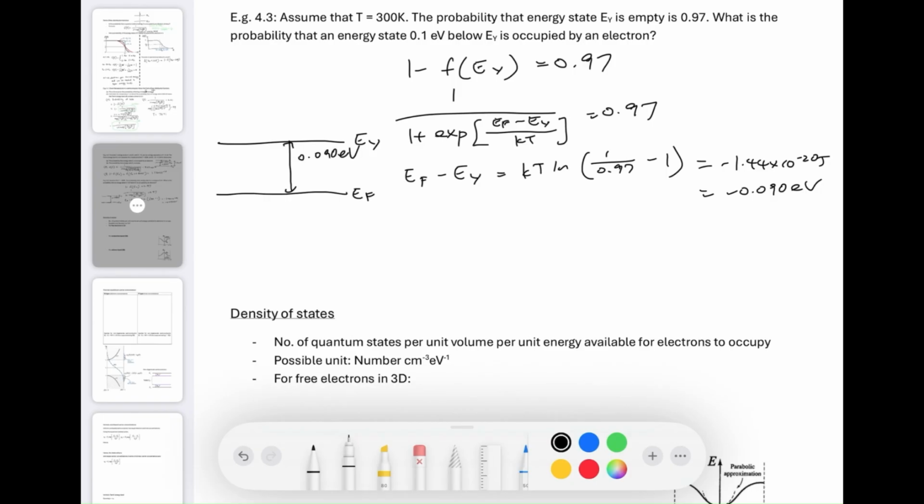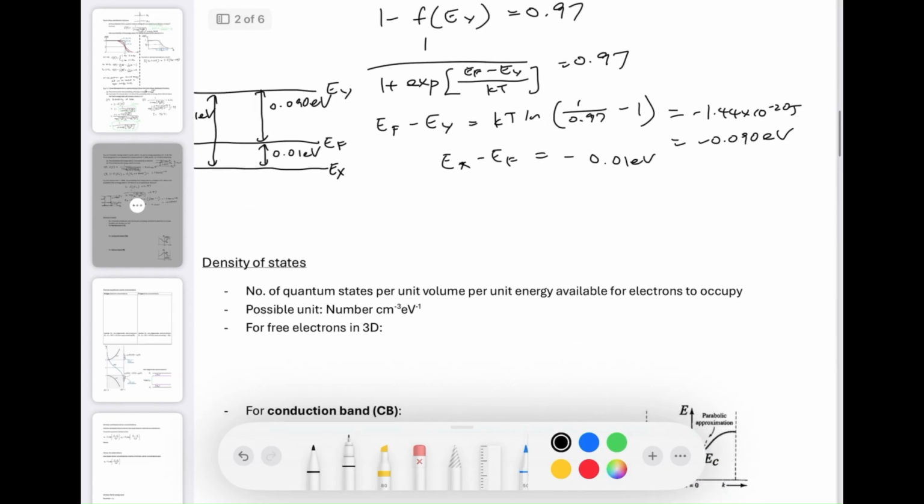And now, what is the probability that the energy state 0.1 eV below EY is filled? So 0.1 eV below EY is here. Let's just call it energy state X. This is 0.1 eV. From this diagram, you can see that EX minus EF is equal to negative 0.01 eV. It's just 0.1 minus 0.09, so this is 0.01 eV.